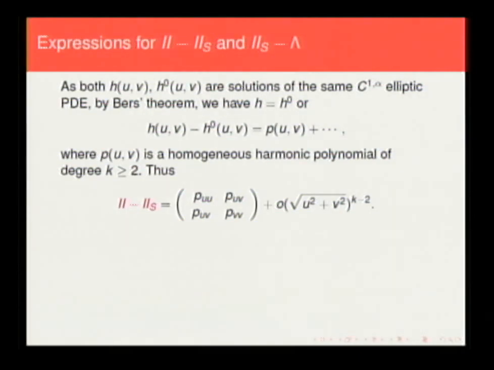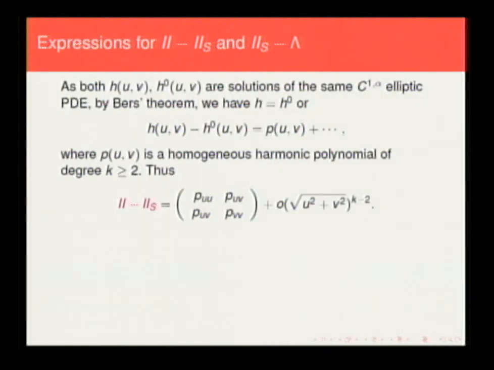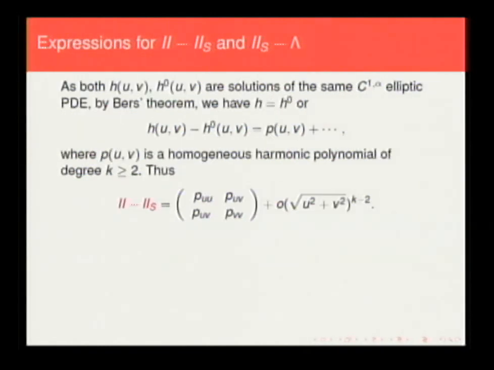Okay, so if we come back to this expression, using that the difference is controlled by P, the lowest order term is here. The difference depends on the second derivative of the difference between h and h naught, so the first term is dominated by P_u. Doing the same for the rest of the terms, we obtain that the difference between the second fundamental form of our surface sigma and the second fundamental form of the candidate surface at this point is controlled by the Hessian of the homogeneous harmonic polynomial P plus a higher order term and other terms.